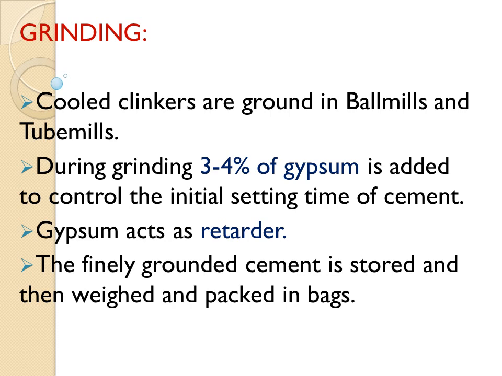Then let's talk about grinding. Cold clinker is ground in ball mills and tube mills. During grinding, 3 to 4% of gypsum is added to control the initial setting time of cement. Here, gypsum will be used as a retarder. The finely ground cement is stored and then weighed and packed.